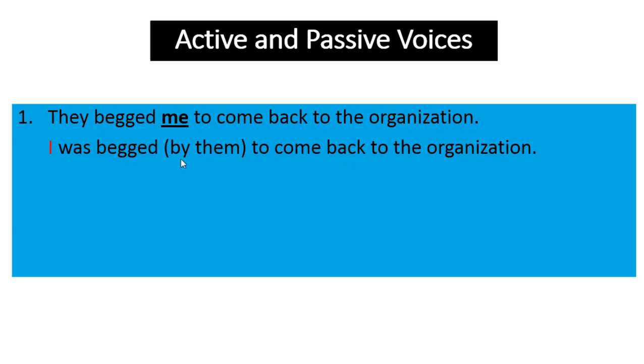You can write it if you think it helps you understand the sentence, so you think it is necessary, you can put it. But if it is not necessary, you can delete it, you can erase it. So you can just say, I was backed to come back to the organization. By who? Then of course you have to say who, the agent of this verb.